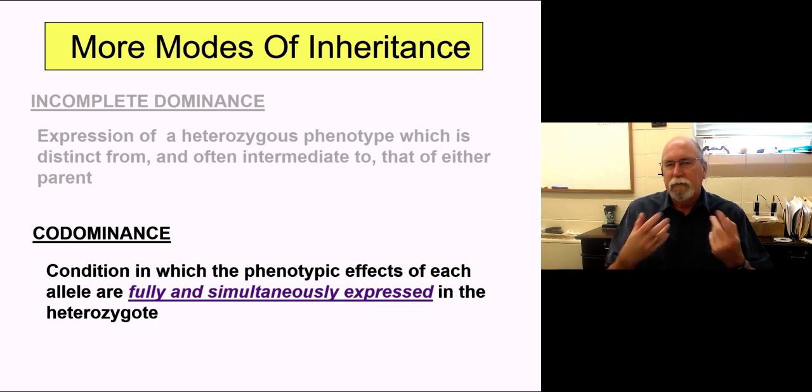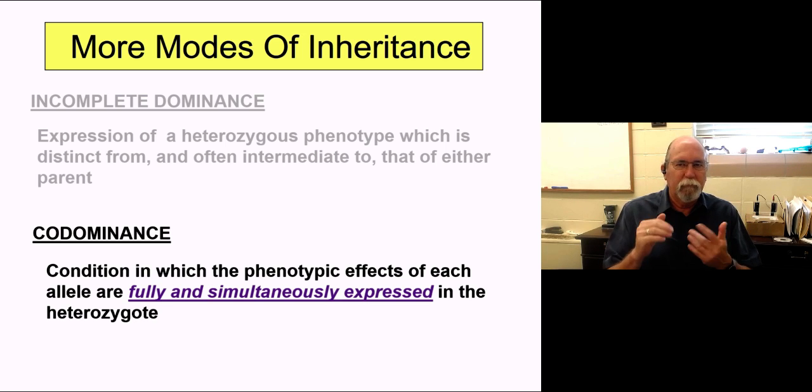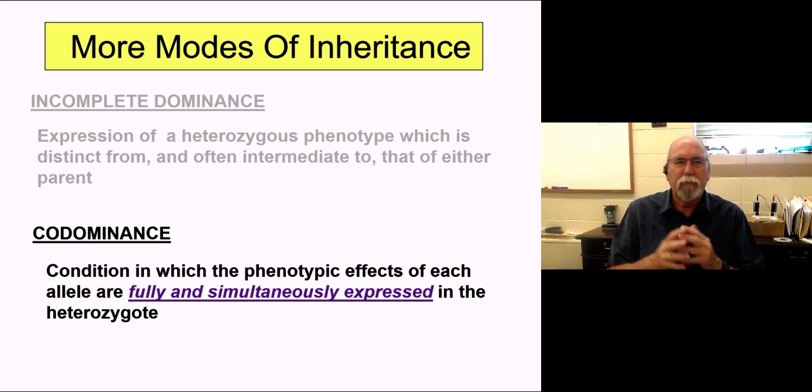Now, if you look on the web or in other textbooks, you may find that they blend together incomplete dominance and codominance. Sometimes they just mention incomplete and include codominance as part of that. Others use codominance and blend in incomplete. I think they're separate enough that it's important that you recognize there is a distinct difference, at least at the phenotypic level, about what's occurring.